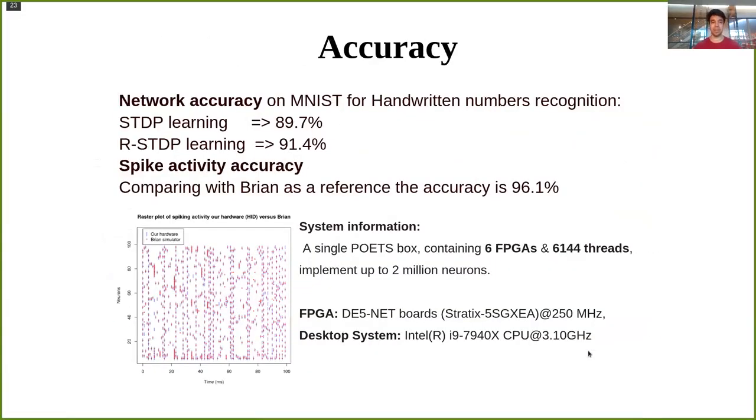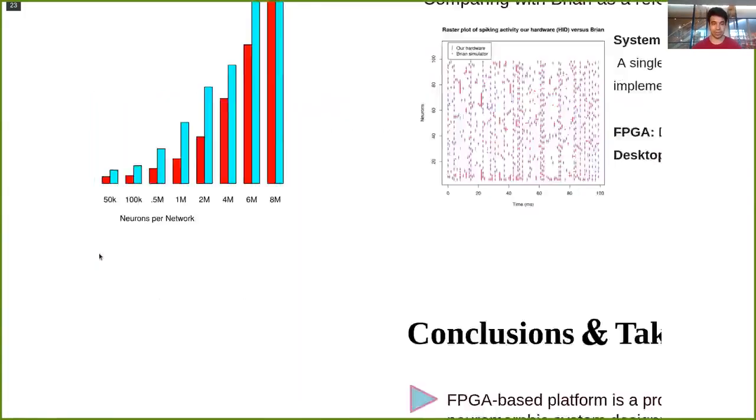Have a look at the accuracy, without tuning anything and using a spiking neural network, a shallow neural network. Using only STDP, we reach 89.7% accuracy, and using our reward-modulated STDP, we reach 91.4% accuracy. But we also check another kind of accuracy, which might be interesting for the spiking neural network community, which is spiking activity. We want to check how accurately one neuron could spike and fire. We compare it with Brian as a reference, and we reach 96.1% accuracy. And here you can see the raster plots of Brian and POETS next to each other.